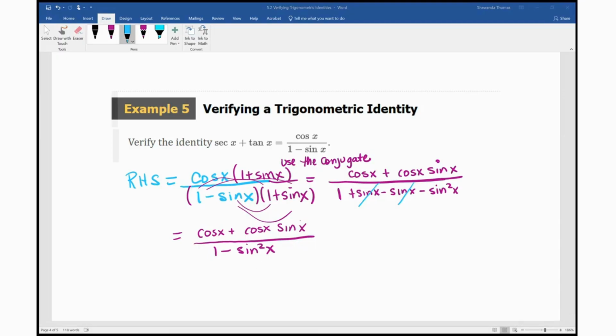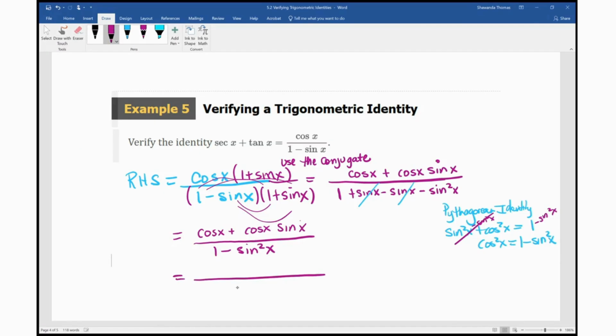Cosine squared x. Okay. Yes. All right. Because our Pythagorean identity, again, is sine squared x plus cosine squared x equals 1, or at least one of them, there are 3, but one of them is this. And if we wanted to get 1 minus sine squared x, what we'll need to do is subtract the sine squared x from both sides. That'll leave us with cosine squared x equals 1 minus sine squared x. So that looks like what I want. So we can at least replace the denominator with cosine squared x.